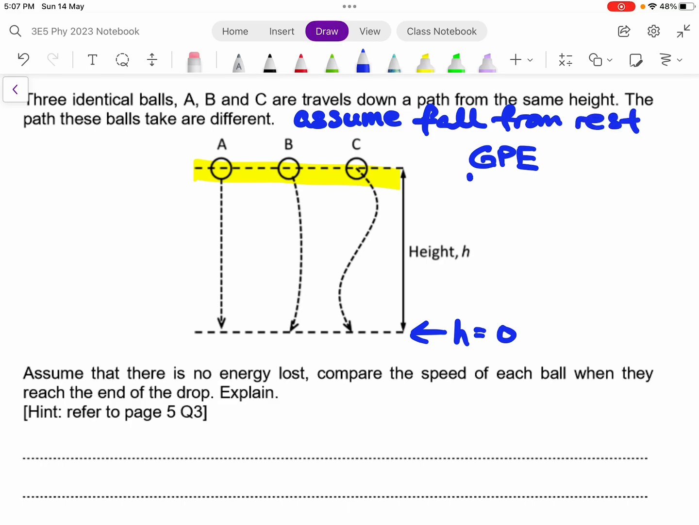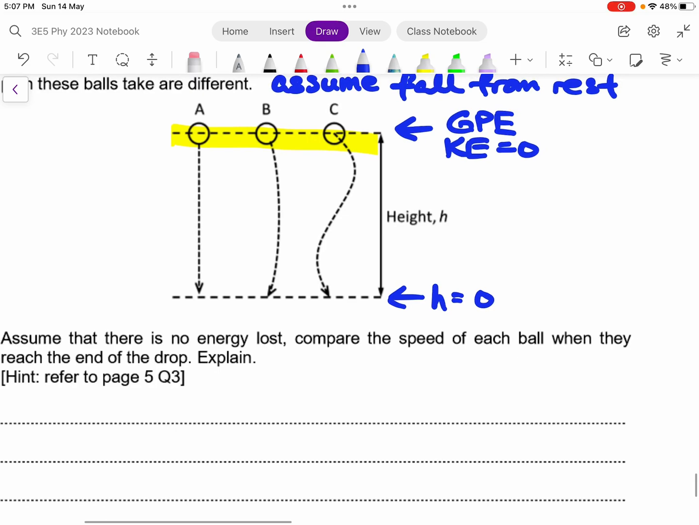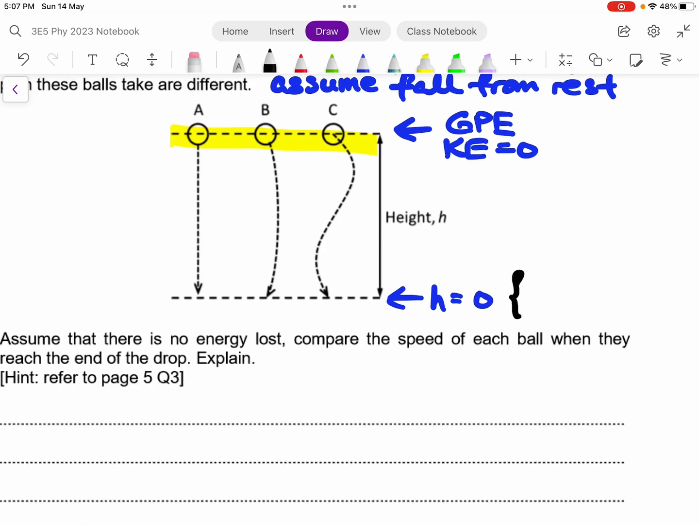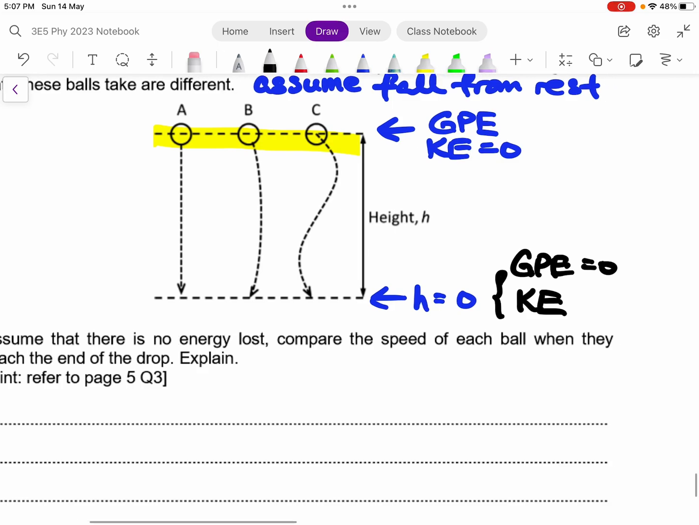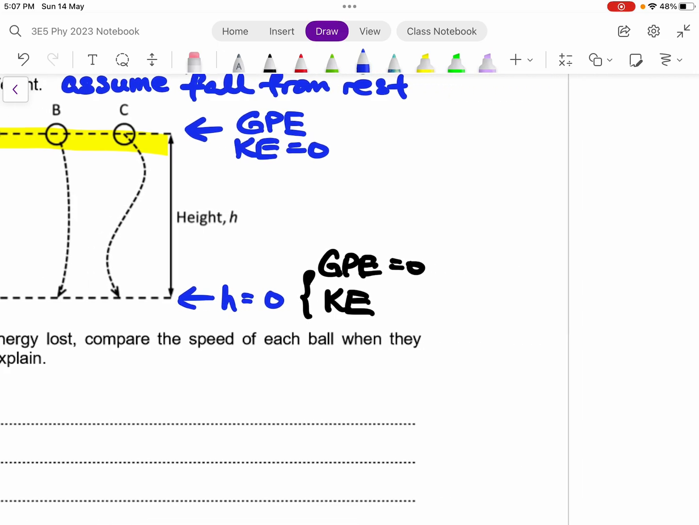Okay, so because of that, down here the KE will be equals to 0. And then towards the end, there's no more GPE because when you reach the bottom, h equals to 0. So the only thing over here would be GPE equals to 0, and there's KE. So if you look at the energy store and apply the principle of conservation of energy, you would see that your GPE at the initial state must be equals to the KE in the final state.